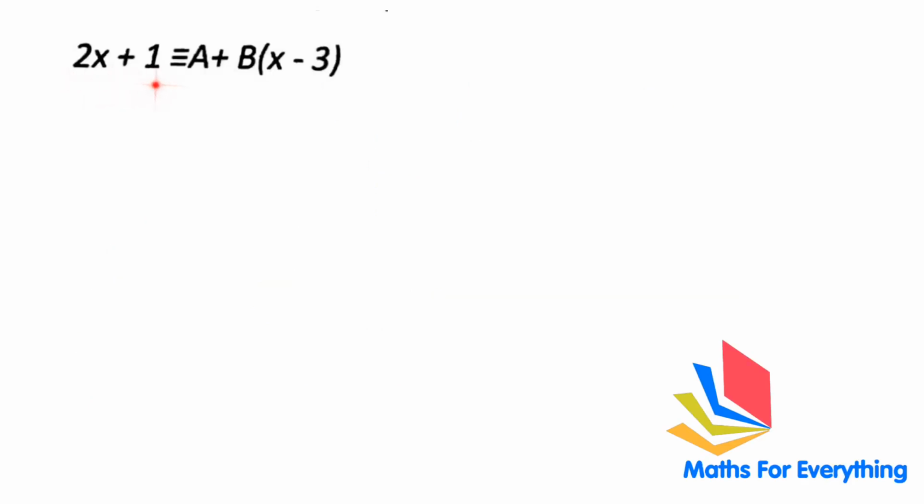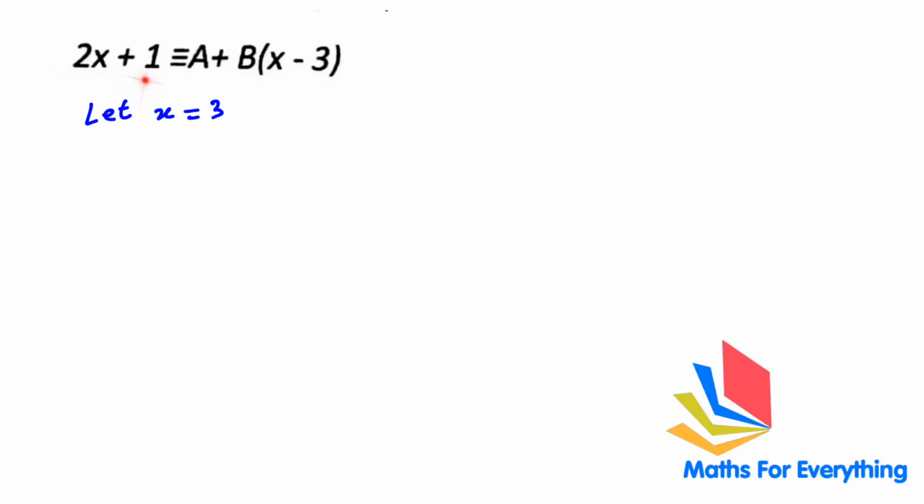We have been given 2x plus 1 is equal to A plus B bracket x minus 3. For which value of x will this become 0? You can write this at the side: x minus 3 is equal to 0, therefore x is equal to 3. If you have a negative 3, you are going to use positive 3. So let x equal 3.